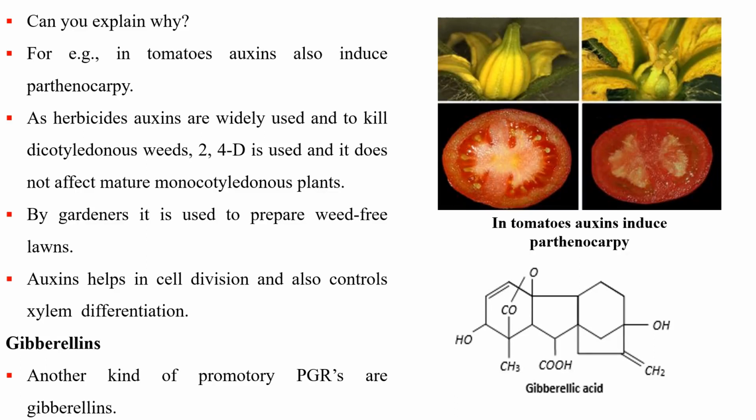As herbicides, auxins are widely used, and to kill dicotyledonous weeds, 2,4-D is used and it does not affect mature monocotyledonous plants. By gardeners, it is used to prepare weed-free lawns. Auxins help in cell division and also control xylem differentiation. Gibberellins. Another kind of promotory PGRs are the gibberellins.